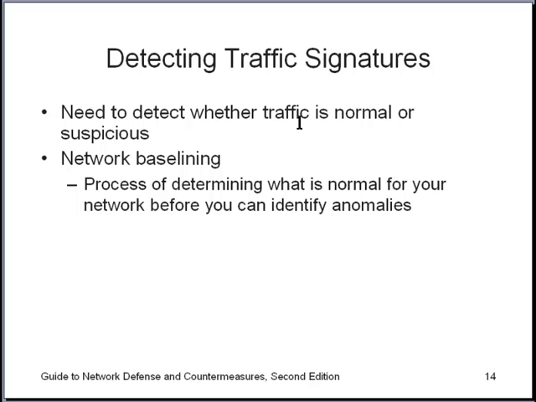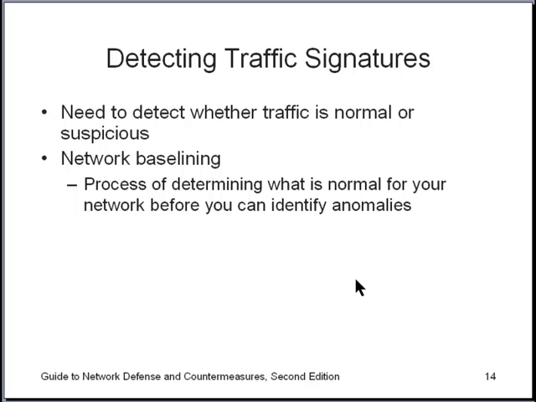So how do you tell if something is suspicious or not? One is by looking at signatures. The other is actually understanding the type of traffic that travels across your network, which requires network baselining. And network baselining is the process of determining what is normal for your network before you can identify anomalies.